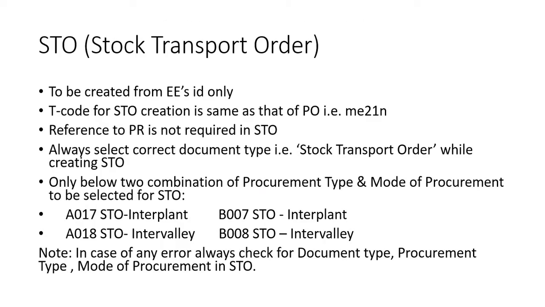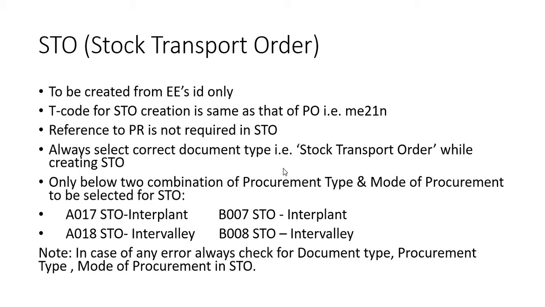Now the stock transport order will always be created from the SAP ID of the executive engineer only, and the T code for the creation is the same as that of purchase order, that is ME21N. We have mentioned in earlier tutorials that PR is mandatory for creation of a purchase order, but as soon as we select the correct document type, the system will not ask for a reference to PR.